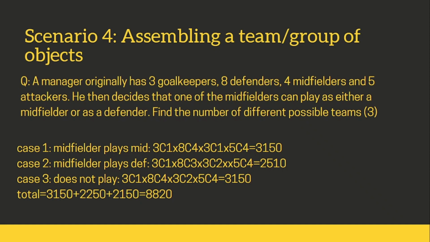So we can have 4 defenders in a team, but now that we fix this guy as a defender, the number of defenders we can choose is just going to be 8 choose 3. Coupled with the 3 choose 1 goalkeepers, and the 3 choose 2 midfielders, and the 5 choose 4 attackers, we get 2,510 scenarios. Then case 3 is just he doesn't play at all. So you have 3 choose 1 goalkeepers, 8 choose 4 defenders, 3 choose 2 midfielders, 5 choose 4 attackers, you get 3,110. So the total will just be the summation of those 3 cases, it will be 8820.